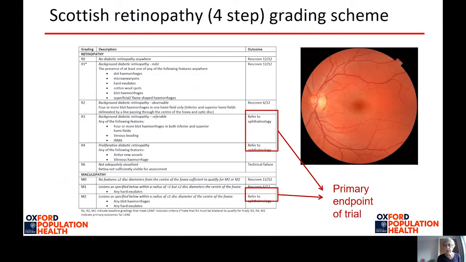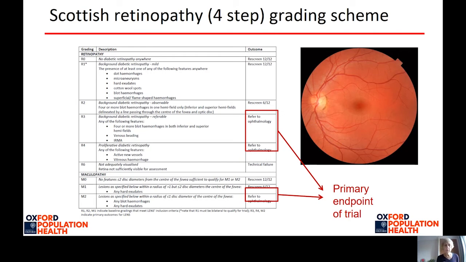So let's just look at what happens when you have retinopathy screening. You take a picture of the back of the eye, the retina, and from that you can grade the degree to which the diabetes has damaged the eye. This is known as retinopathy grading. The lowest grade other than 0 is background retinopathy, and the background can either be mild or observable.